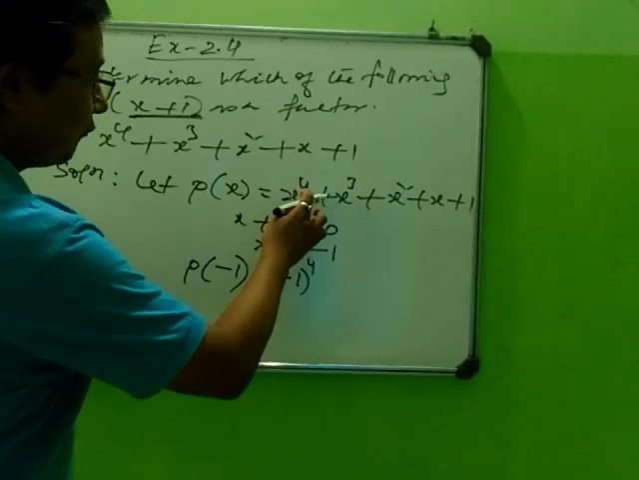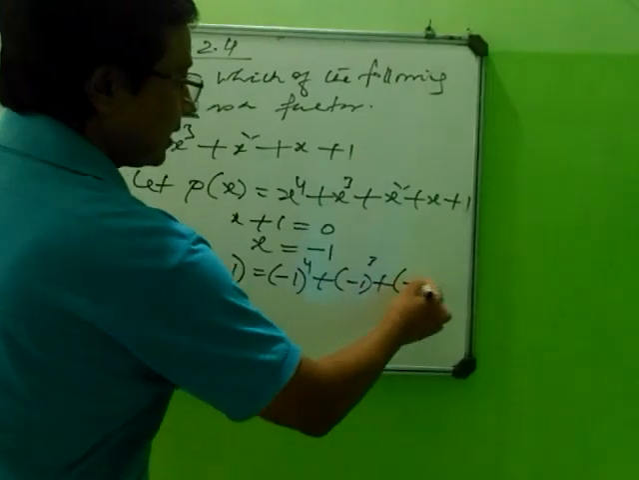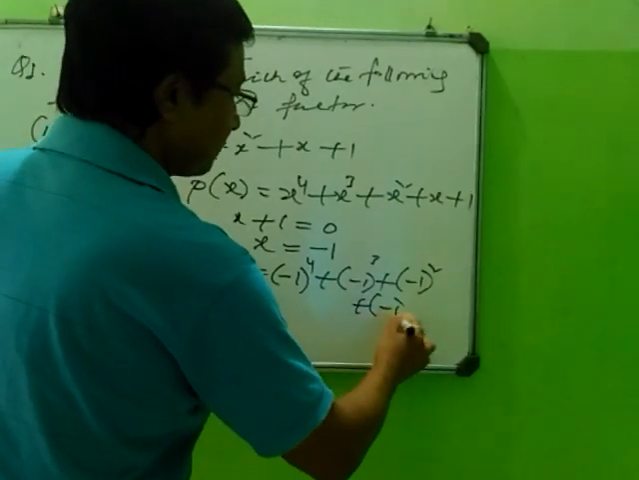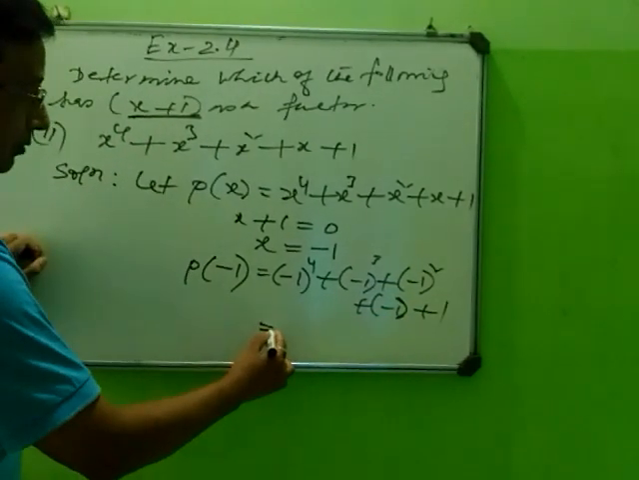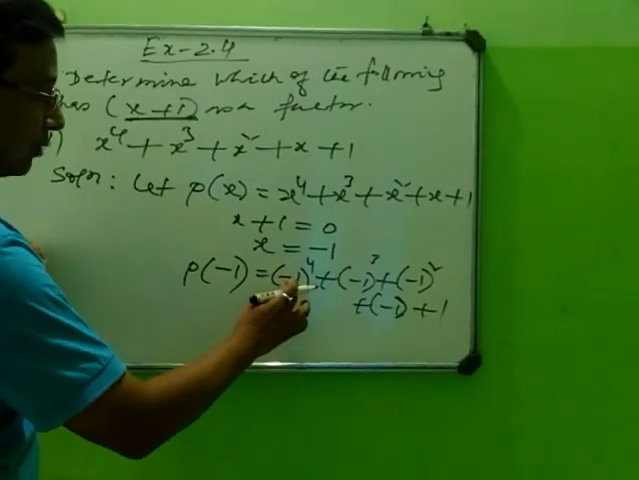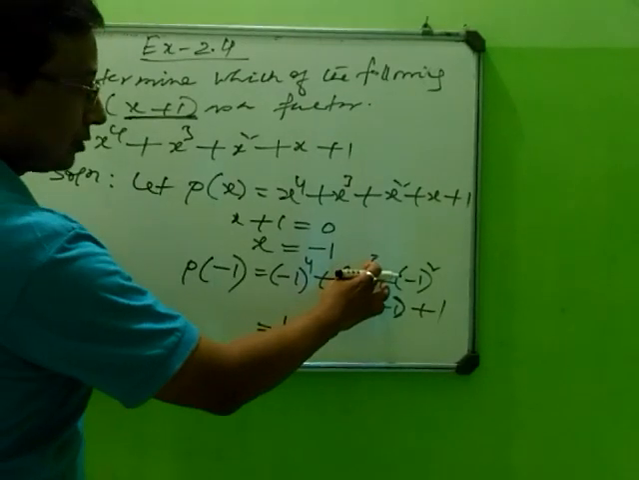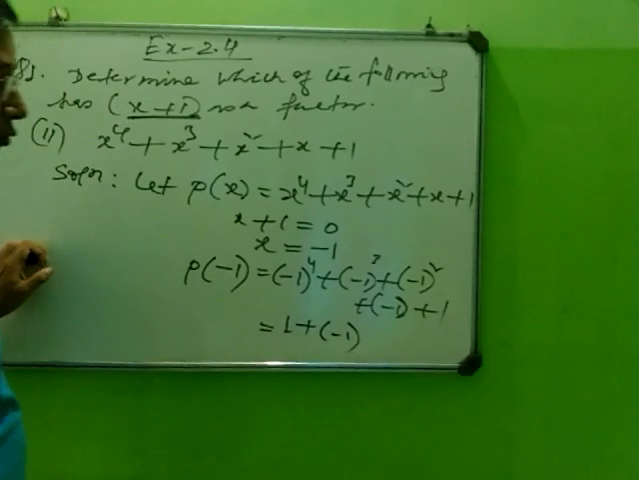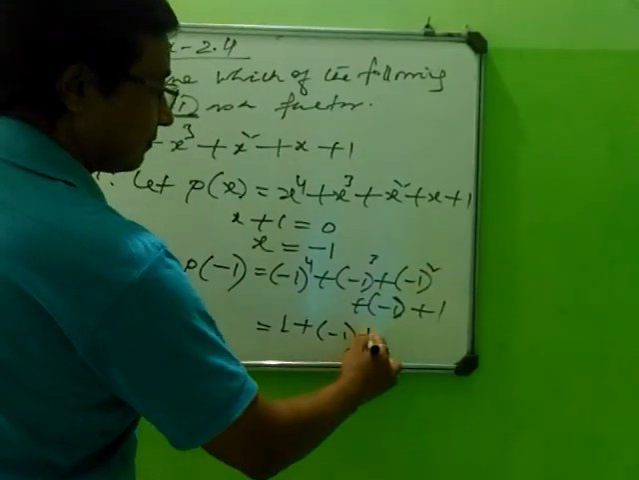Minus 1 to the power 4 plus minus 1 whole cube plus minus 1 whole square plus of minus 1 plus 1. So, the power is even, sign will be plus. So it will be 1 to the power 4, it will be 1. The power is odd, sign will be minus. So it will be minus 1. The power is even, sign will be plus.